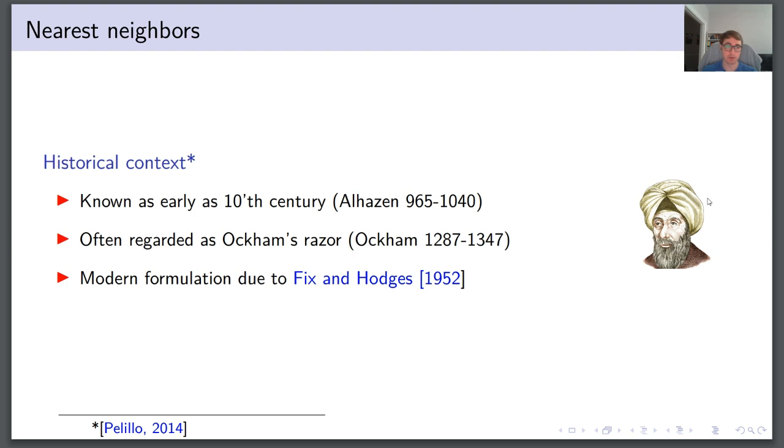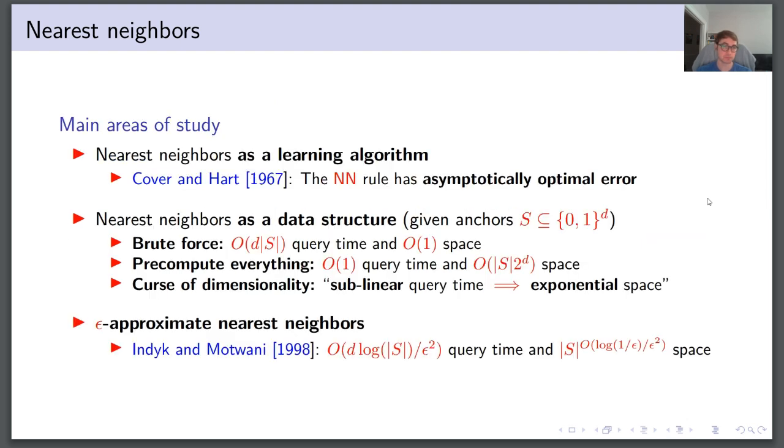So this is a very simple and well-known algorithm, and actually was written down as early as the 10th century. It's often regarded as Occam's razor, and in the 1950s, computer scientists got a hold of this rule and started asking some interesting questions. So one of these questions is, how good is nearest neighbors as a classification rule? So in the 60s, Cover and Hart showed that nearest neighbors actually is quite good. It has asymptotically optimal error. So the more data it sees, the closer it gets to approximating the true function.